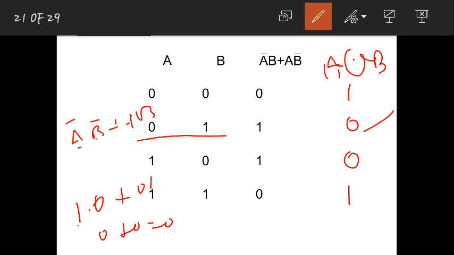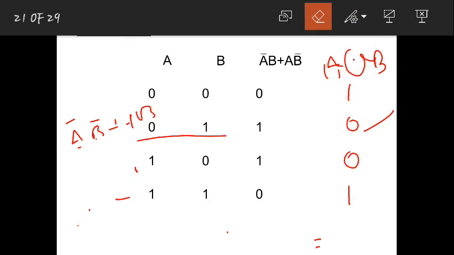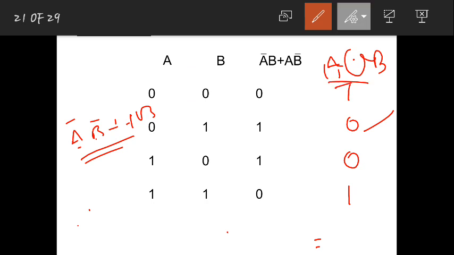Is that fine? Next, if you consider 1 and 1, when you take 1 and 1, here you will get 0 and 0 plus 1 and 1. So you will get the answer as 1. Is that fine? What I am trying to say is, this is the expression.